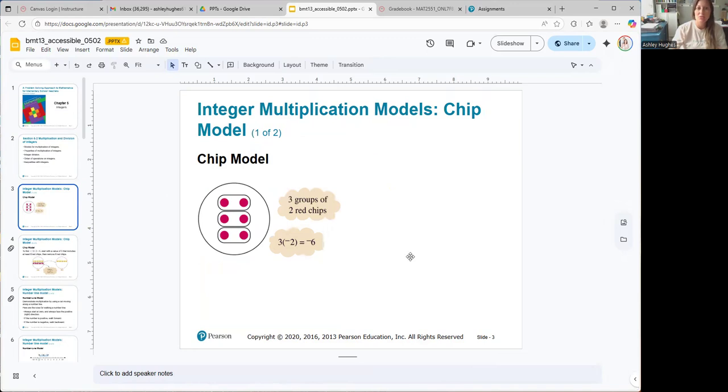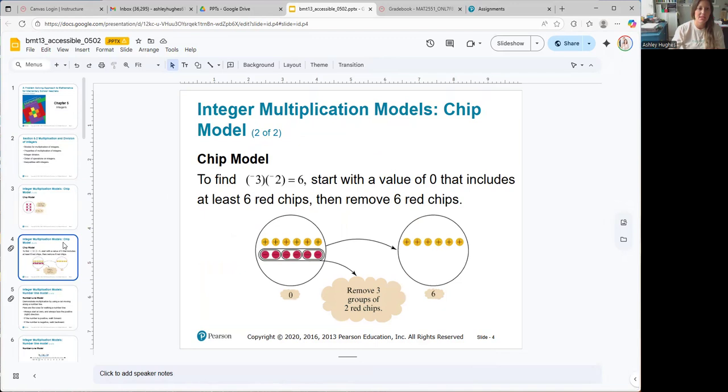So here's the chip model, where you have three groups of two red chips, with red representing negative. That'd be 3 times -2, which is -6. To find -3 times -2, start with the value of 0 that includes at least 6 red chips. Then remove 6 red chips. So remove 3 groups of 2 red chips.